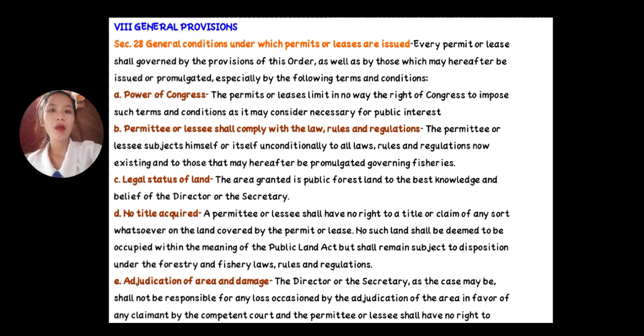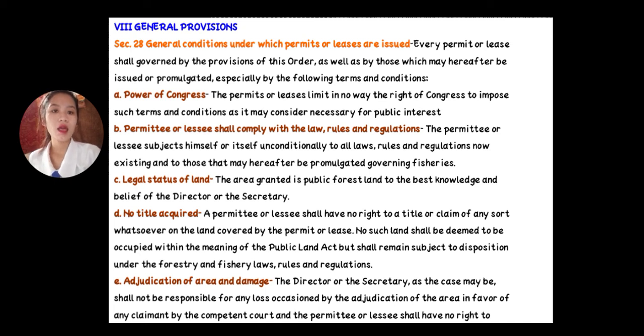So, A, power of Congress. The permits or leases may limit in no way the right of Congress to impose such terms and conditions as it may consider necessary for public interest. So, power of Congress. It cannot be limited, the imposing of terms and conditions.